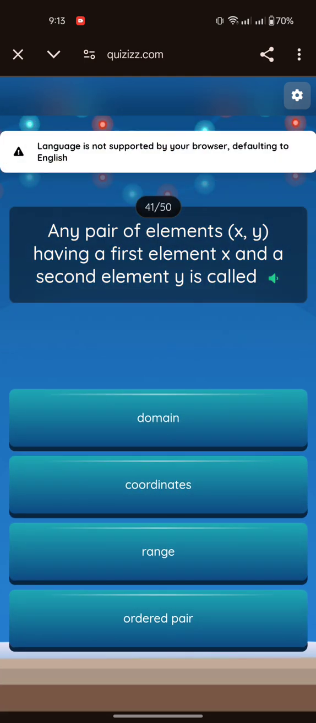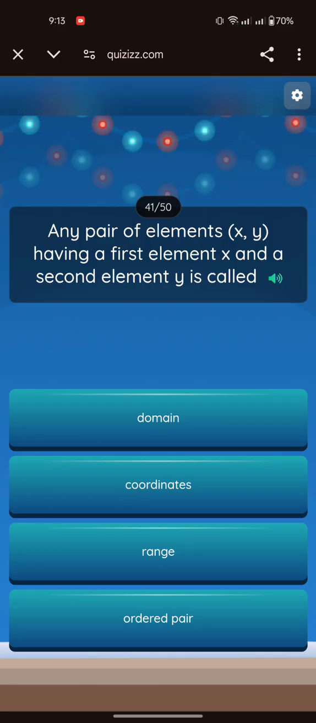Question. Any pair of elements x, y having a first element x and a second element y is called. Option 1, domain. Option 2, coordinates. Option 3, range. Option 4, ordered pair.